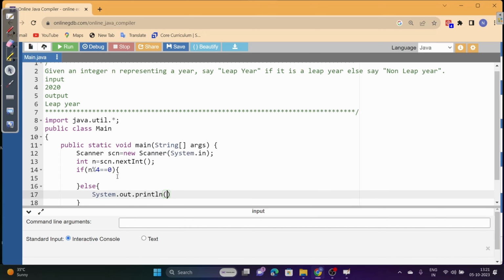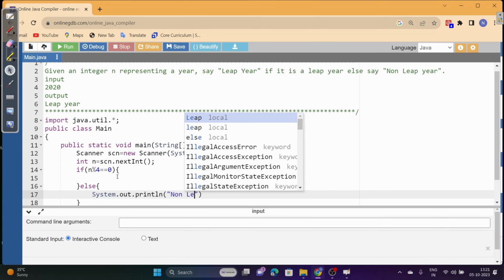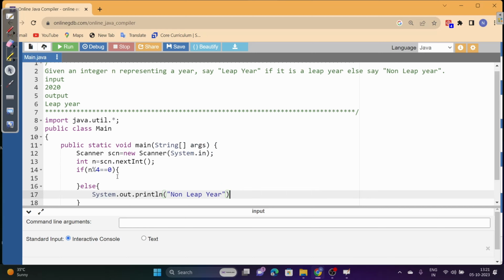System.out.println non-leap year. Fine. Suppose it is divisible by 4, can I say directly it is a leap year? No, because 100 is also divisible by 4, 400 is also divisible by 4. So I have to tackle those cases.